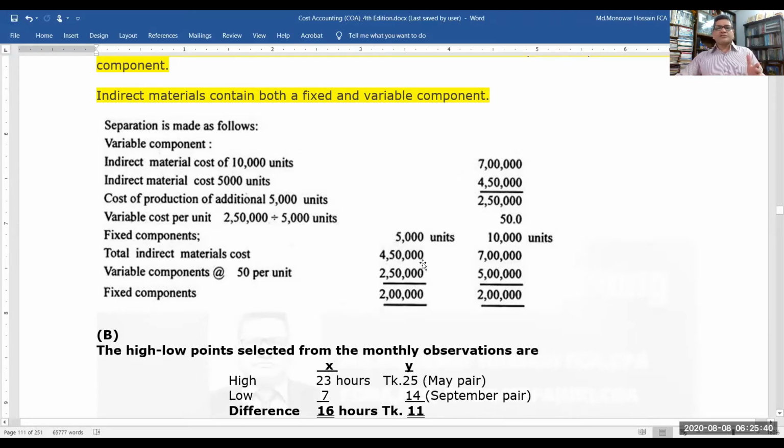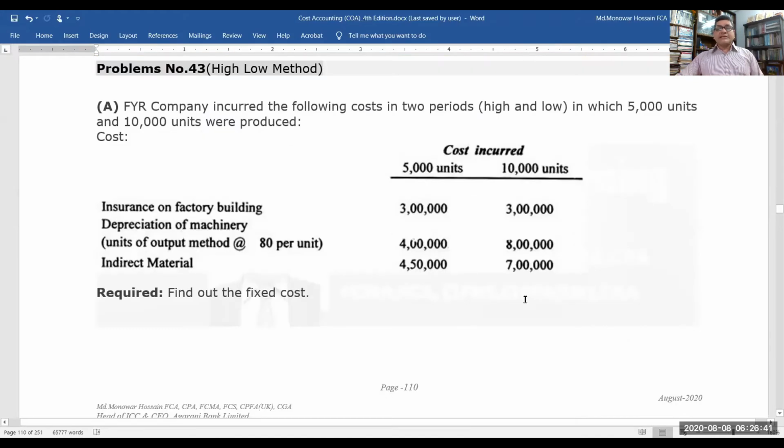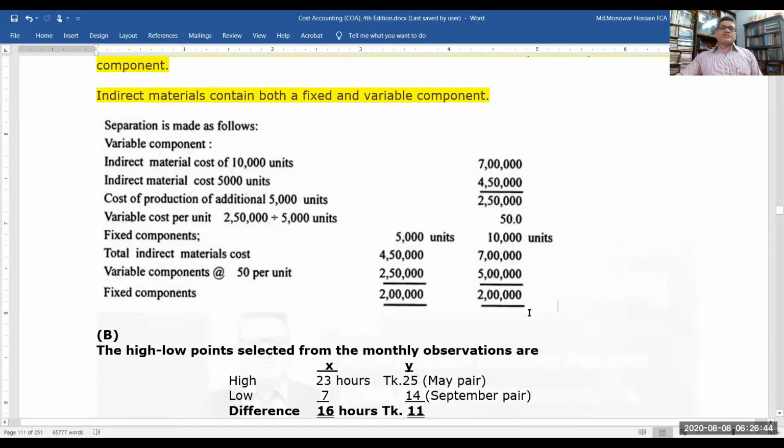The variable component of taka 50 per unit, calculated here, is 50 multiplied by 5,000 units, which gives 2,50,000, and 50 multiplied by 10,000 units gives 5 lakh. If we subtract these from 4,50,000 and 7 lakh, we get a fixed component of 2 lakh for the 5,000 units, and a fixed component of 2 lakh for the 10,000 units. In indirect material, the 2 lakh is the fixed cost.